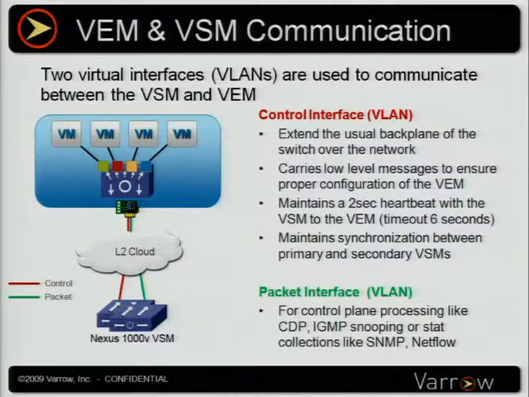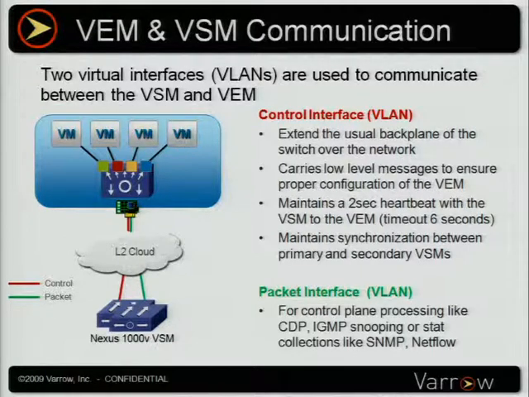Control interface is your standard control information, synchronizing configurations, doing keep alives, are you there, yeah, I'm here. It has a 2-second heartbeat. After 6 seconds, it considers it lost and that module drops out of the switch. It also maintains synchronization between the primary and the secondary VSM. So when the secondary comes up, he sends a flood out on the control interface looking for the other one. If the primary's there, he answers them, they sync config, everybody's happy.